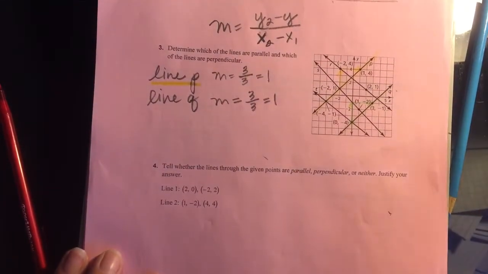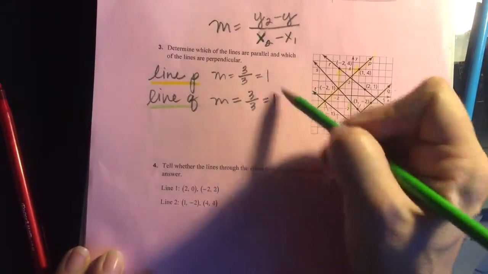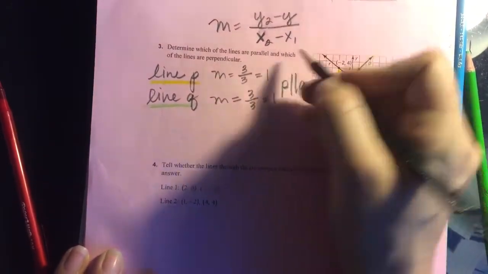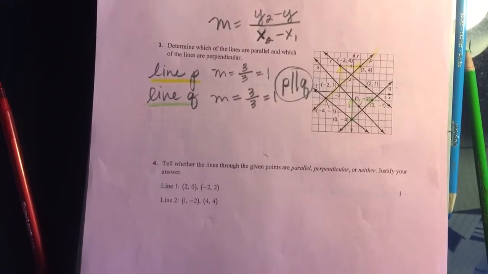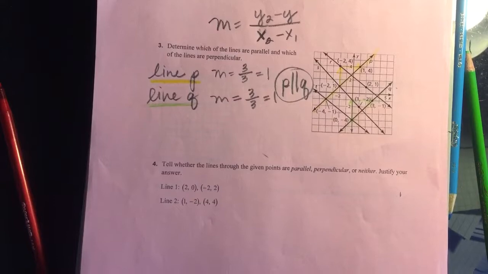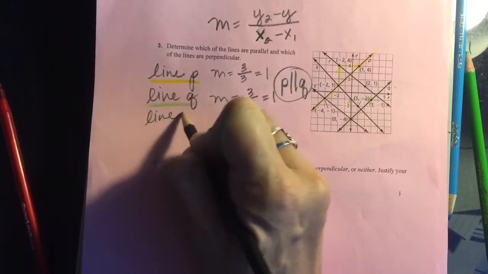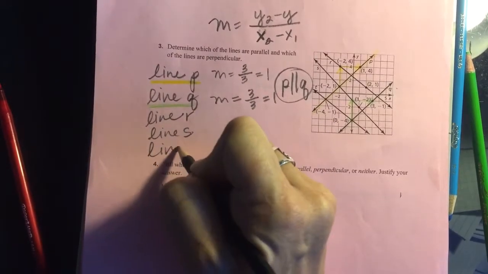It wouldn't have mattered if it was 4 over 4. What I do know is that because these two lines have the same slope, P is parallel to Q. That's one conclusion that I can draw. Looking at those two slopes, P and Q are parallel. Now, my next move is to go in and grab line R, then line S, then line T.